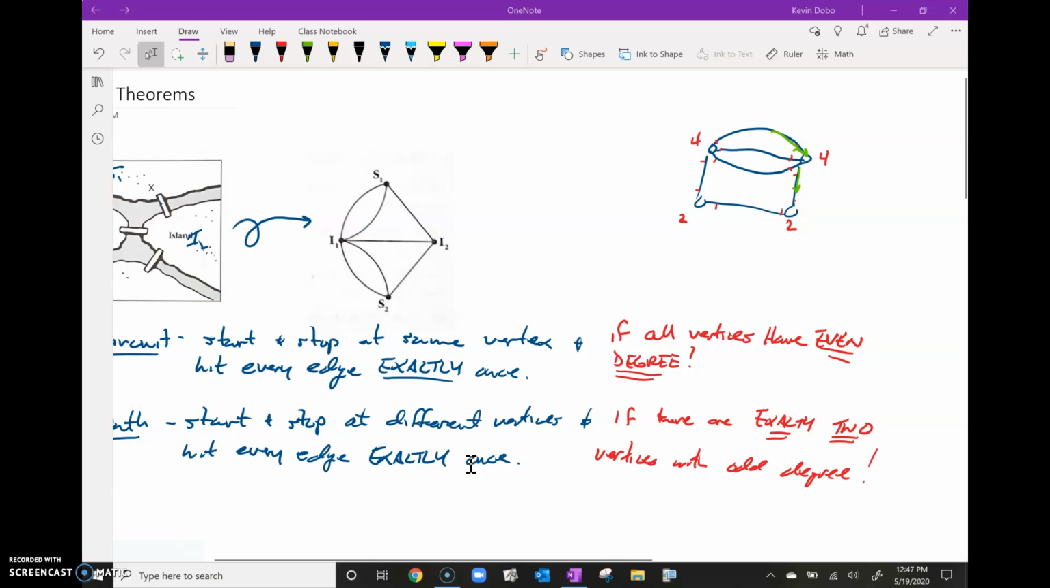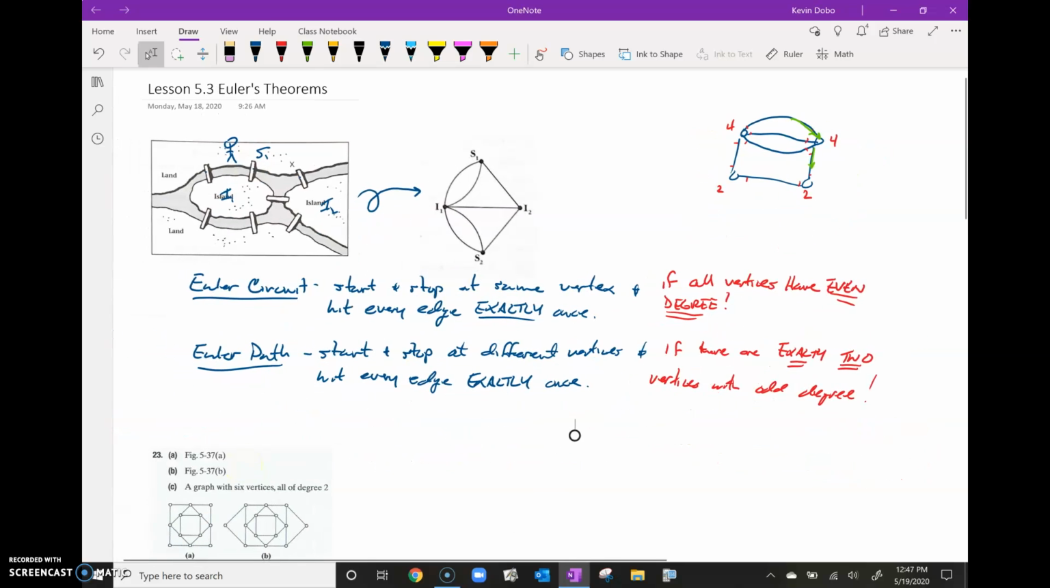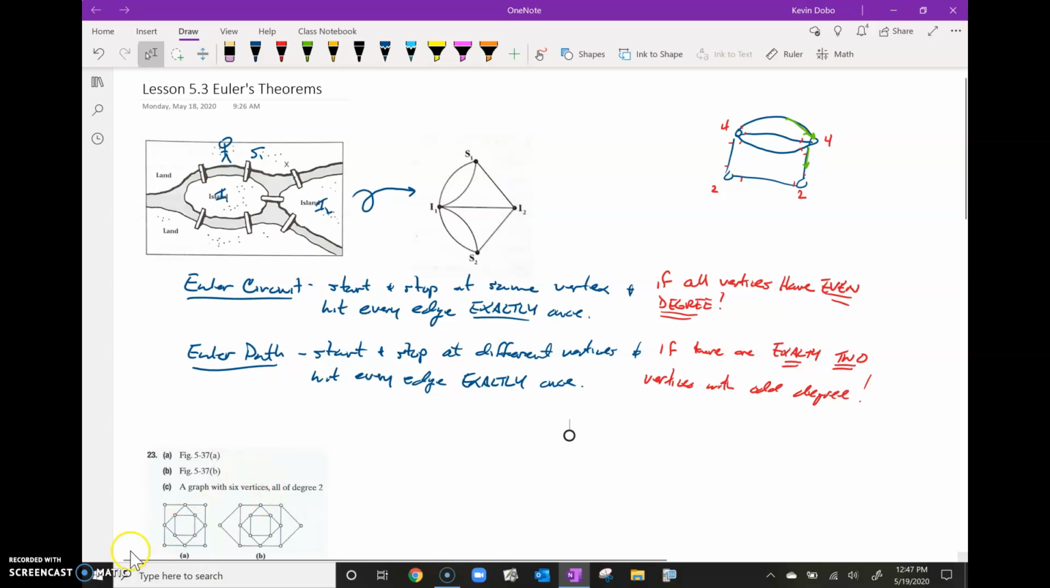You should have picked up that the difference between a circuit and a path is that. So now that we've got a little bit of vocabulary down, next video we'll go on and do these problems, and then you'll be on your way.